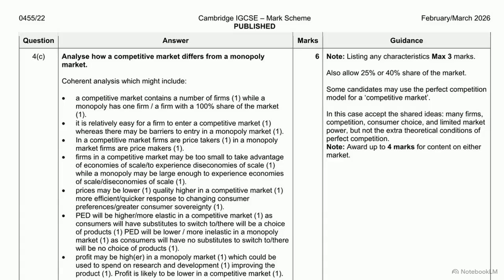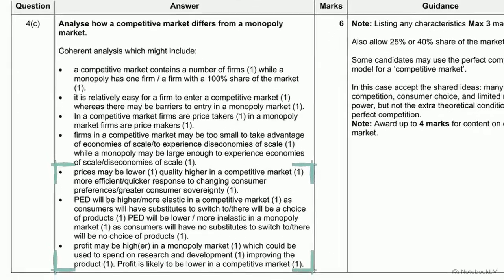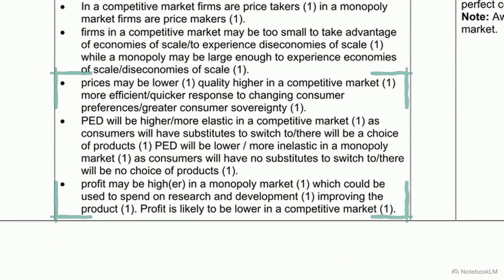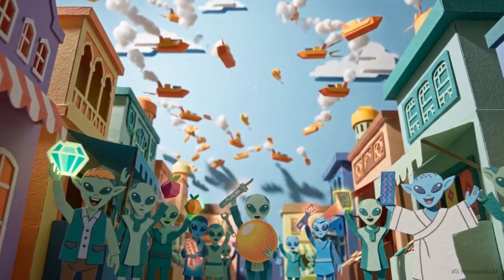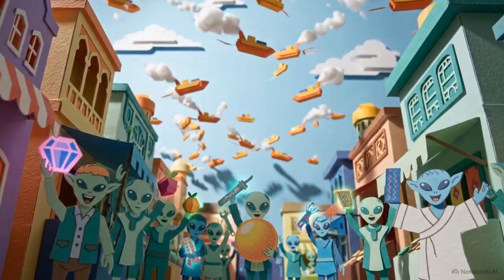This long-run shift is heavily tested. The mark scheme awards specific points for explaining that competitive markets naturally drive down prices, increase consumer sovereignty, and lower overall firm profits compared to monopolies. In a perfectly competitive market, the firms do all the exhausting work to barely stay afloat, but the consumer reaps the rewards.